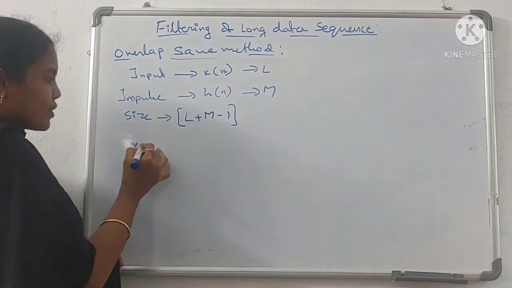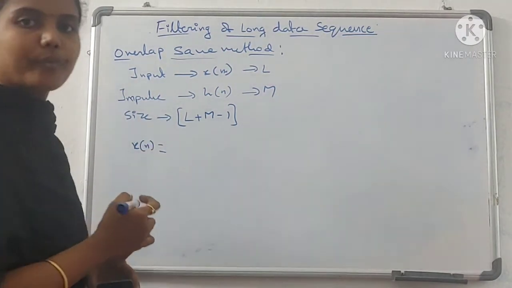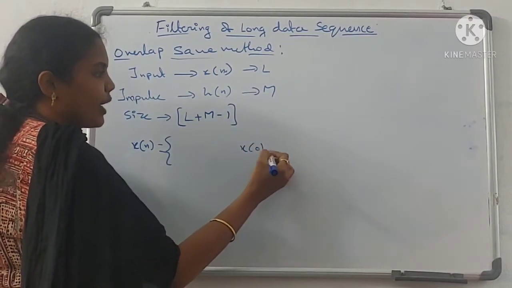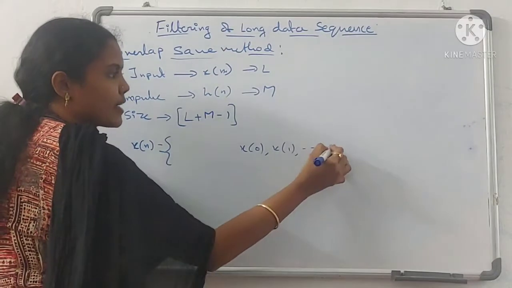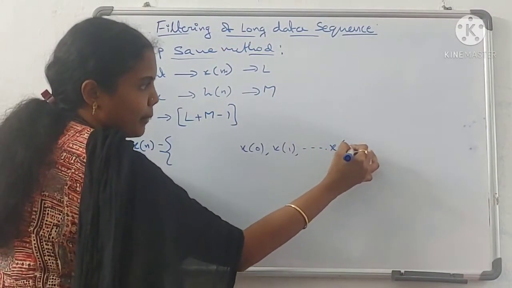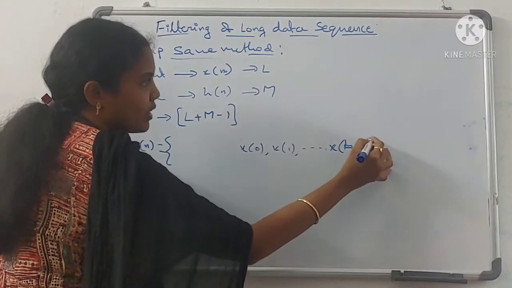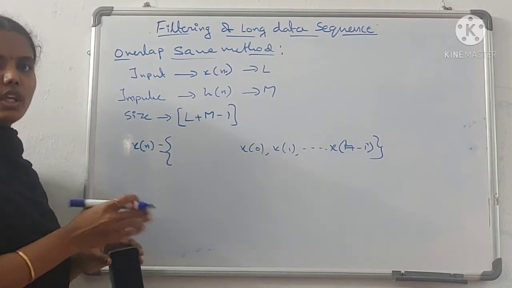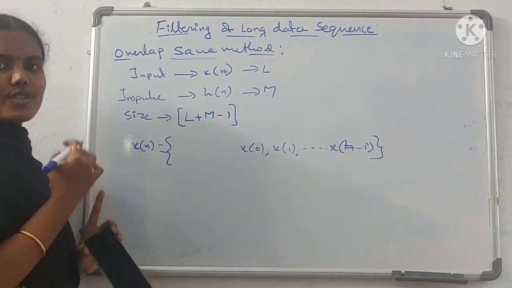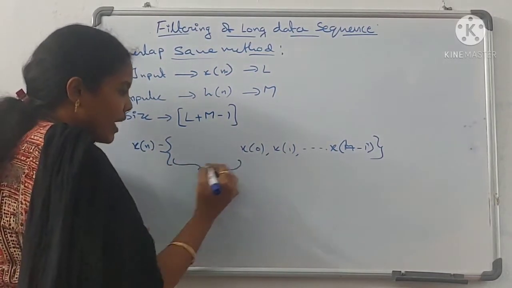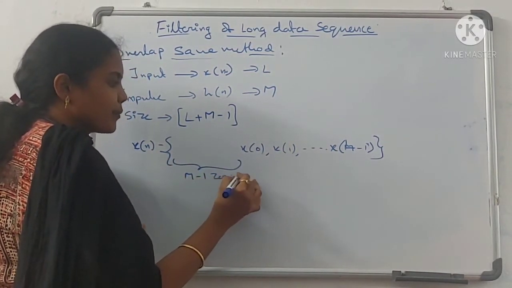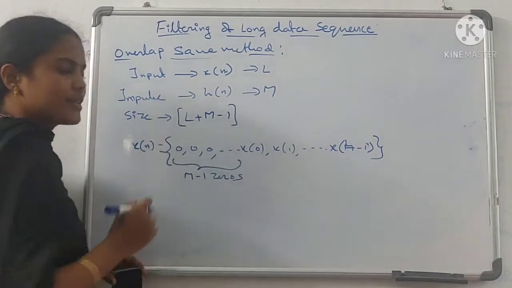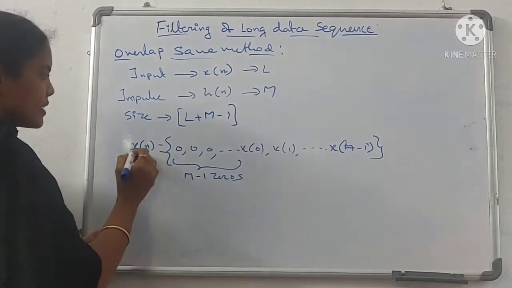First, take x of n as x of 0, x of 1 and so on, up to x of L minus 1. This is some block of data. In this block of data, the first step is to add M minus 1 zeros here: 0, 0 and so on. This is x1 of n.